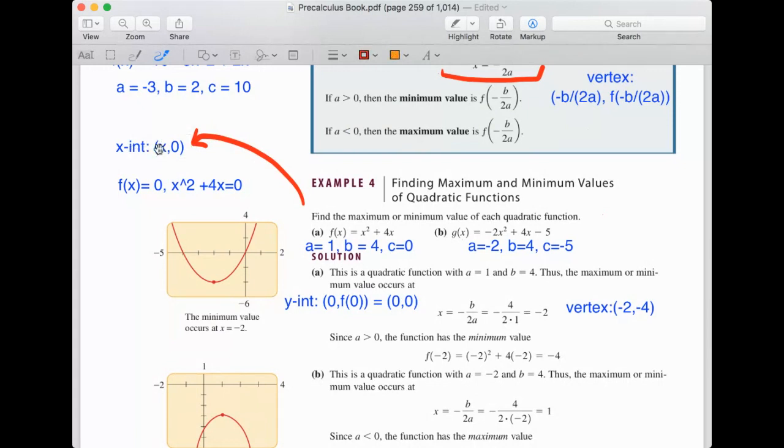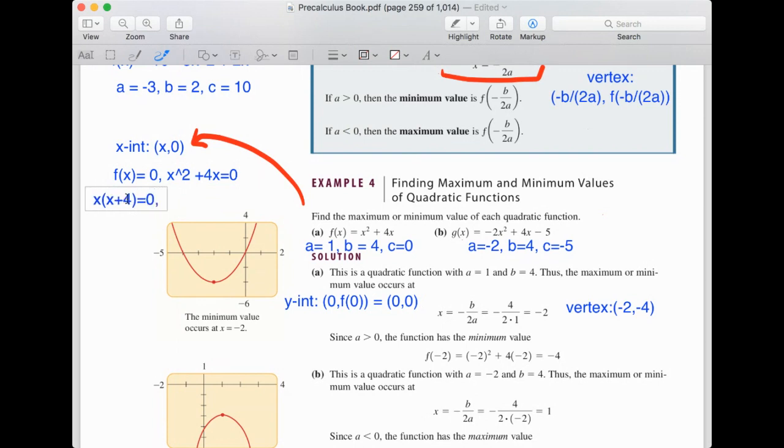So this is the definition of x-intercept. We need to solve for x. So set the y value to be 0, the function value to be 0. We try to solve for x. How do we solve for x? We factor this. Right? So let's factor out x. We'll have x times x plus 4 equals 0.